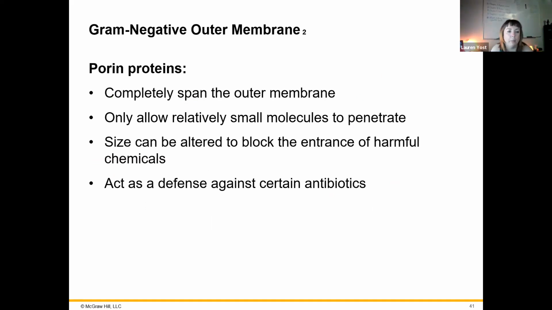All right, porin proteins. These are proteins in the gram-negative outer membrane that span the outer membrane and allow small molecules to penetrate little pores, essentially. The size can be altered to block the entrance of harmful chemicals, so if the bacteria is experiencing some sort of damage from harmful chemicals, it can close off those porin pores to defend against whatever that toxic substance is, including antibiotics. So the genes that encode for the ability to manage this whole system can be associated with antibiotic resistance.